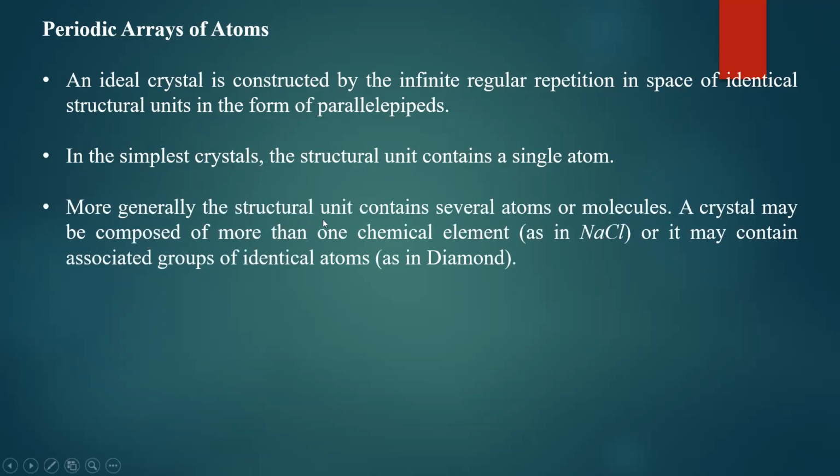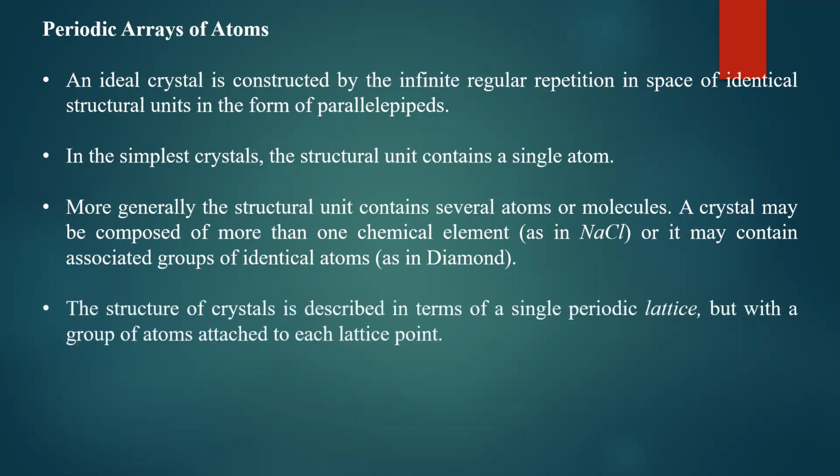More generally, the structural unit contains several atoms or molecules. A crystal may be composed of more than one chemical element. Example, NaCl. NaCl consists of the structural unit as an NaCl molecule. It contains two atoms. Or it may contain associated groups of identical atoms, as in diamond. Diamond has a group of carbon atoms. So that may be the structural unit. A group of atoms may be the structural unit in some crystals.